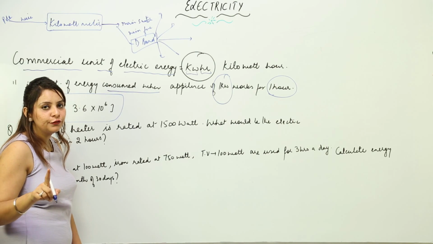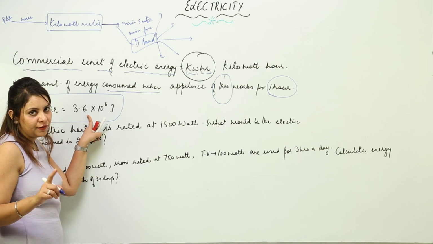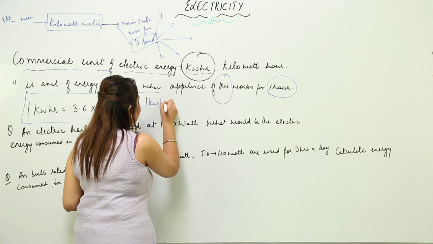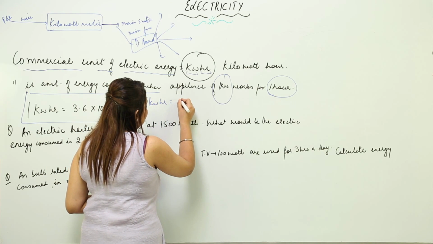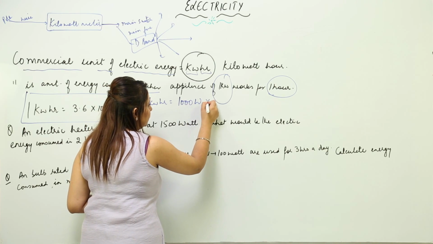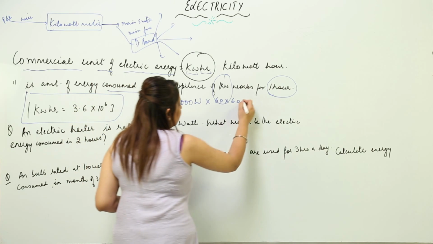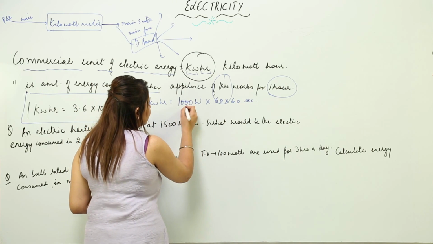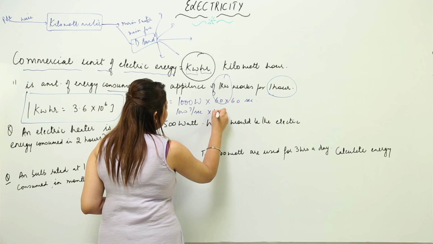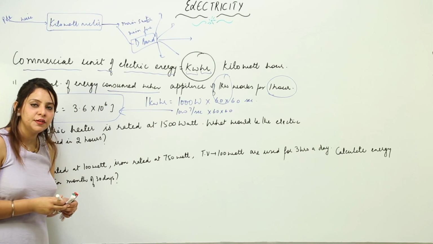We know that the unit of energy is also joule, so it comes out to be 3.6 into 10 raised to power 6 joules. How? See, it is 1 kilowatt hour, so it means 1000 watt into 60 into 60, if we convert into seconds. We can write 1000 joule per second, into 60 into 60. When you solve it, it will come out to be 3.6 into 10 raised to power 6 joule.